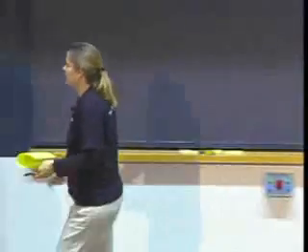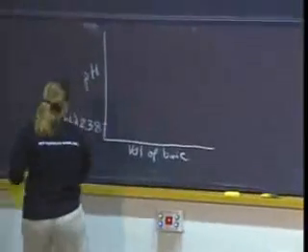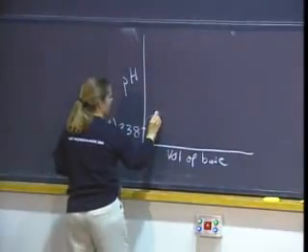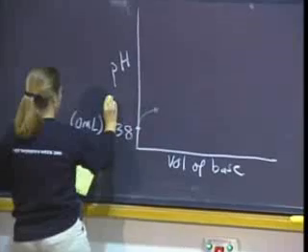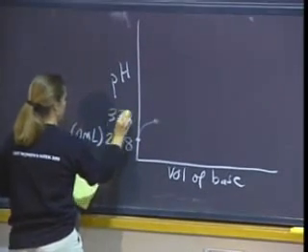All right, so let's put our other pH up here. So after we've added 5 mL, then we have a pH of 3.38.